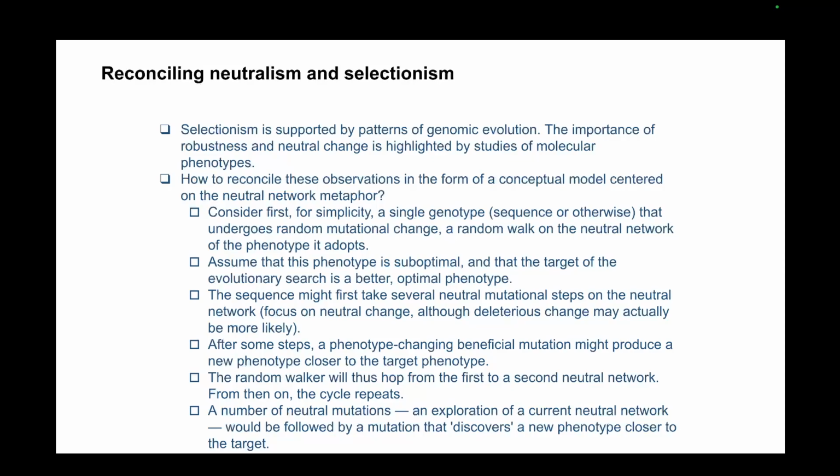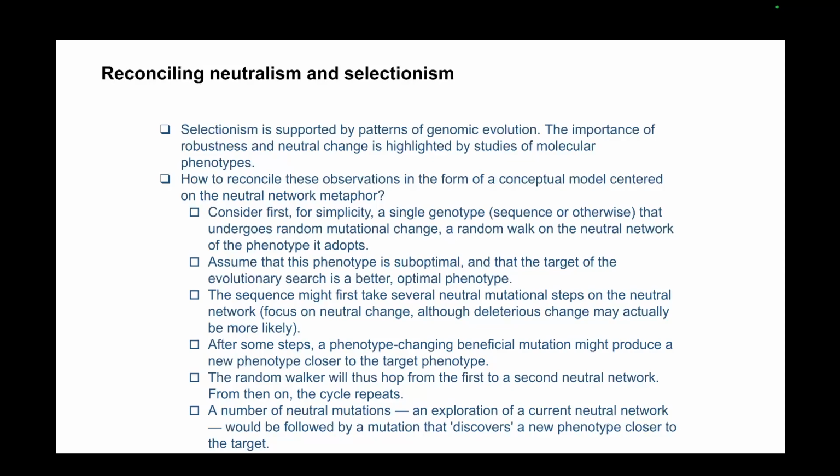And after some steps, what will happen is a phenotype-changing beneficial mutation might produce a newer phenotype which is closer to the target phenotype. So just by doing this random walk, it will go to one point where it will move from one genotype network to another genotype network, because a different phenotype will be formed. This is what they're calling a phenotype-changing beneficial mutation.